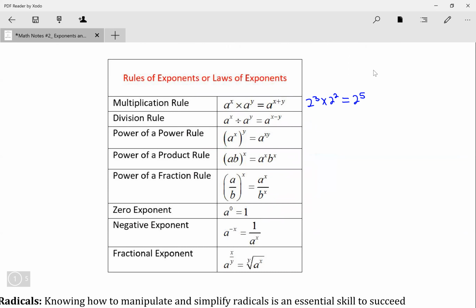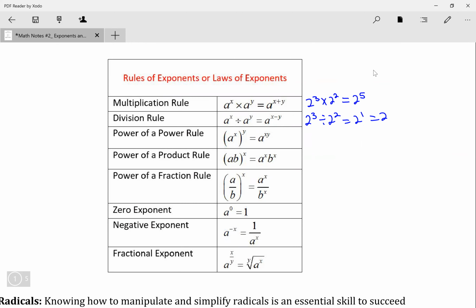The division rule is similar, but instead of adding, I'm subtracting. So a to the x power divided by a to the y power equals a to the x minus y power. An example of this, let's say I had 2 to the third power divided by 2 squared. That would give me 2 to the 1 power, which is just 2, because anything to the 1 power is just the same. I hope you already know that. So here I subtracted instead of adding like I did before.